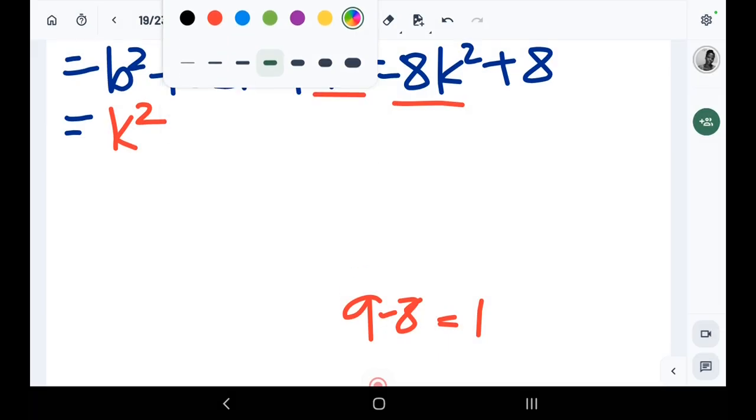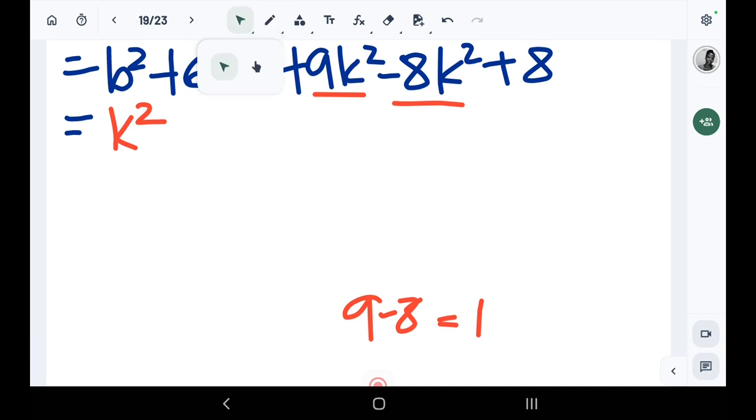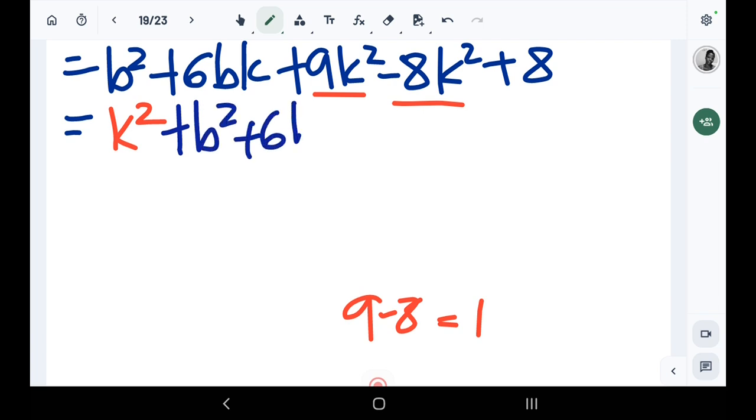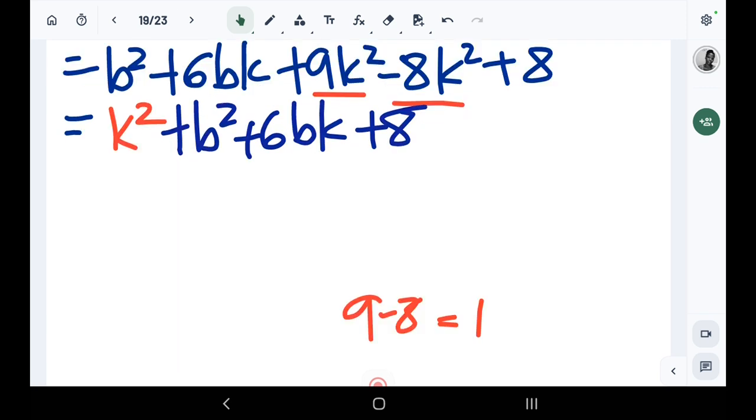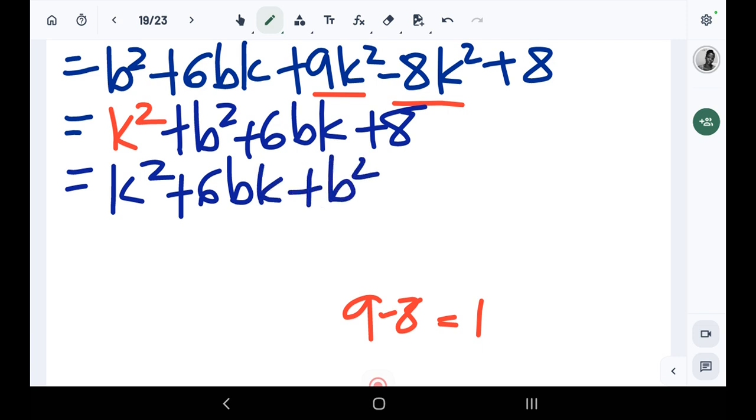So that is k squared plus b squared plus 6bk plus 8. Now let's see if we've rearranged it the way. So that's k squared plus 6bk plus b squared plus 8, which can be rearranged like that, which is equal to k squared plus 6bk plus b squared plus 8. And we have proven that.